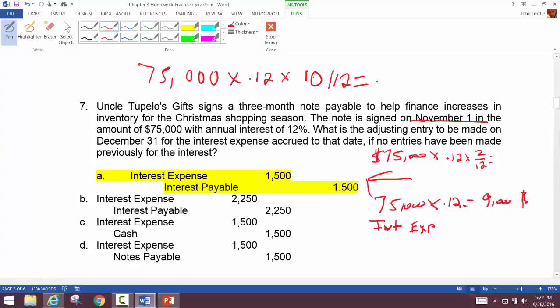7,500. Is that right? Do I have a second on that? 7,500? Okay. So I'm going to go ahead with this 7,500 now, and I'm going to debit interest expense, 7,500. Debit interest payable for the 1,500 that I had set up at December 31st of the last year. Right?